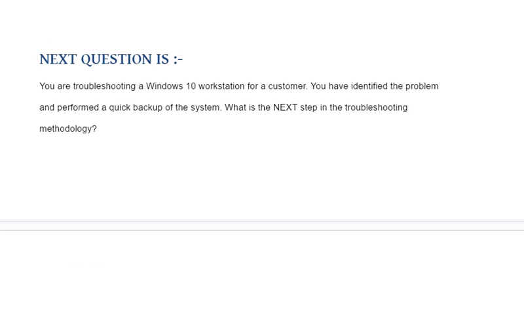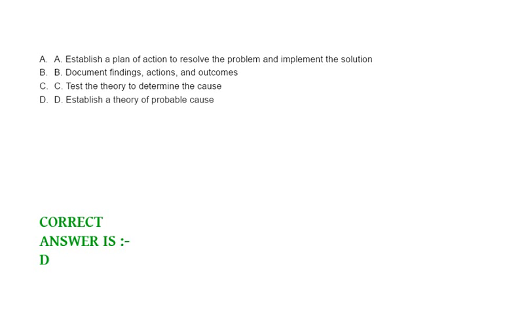Next question is, you are troubleshooting a Windows 10 workstation for a customer. You have identified the problem and performed a quick backup of the system. What is the next step in the troubleshooting methodology? Option A. Establish a plan of action to resolve the problem and implement the solution. Option B. Document findings, actions, and outcomes. Option C. Test the theory to determine the cause. Option D. Establish a theory of probable cause. Correct answer is option D.